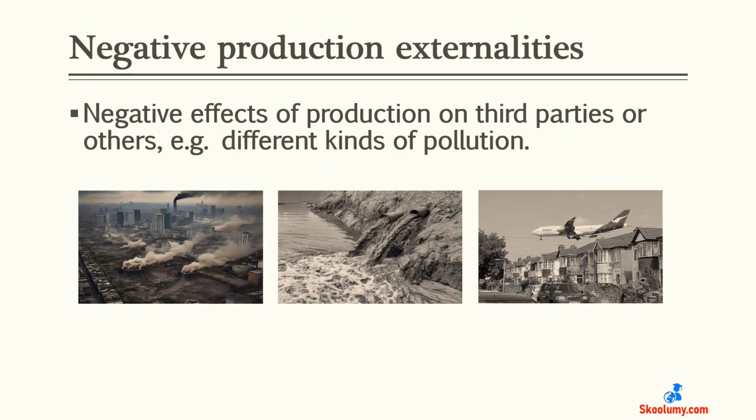What are negative production externalities? Negative production externalities are the negative effects of production on third parties or others. For example, air, water, or noise pollution from a business affects other people who were not part of the decision to produce.